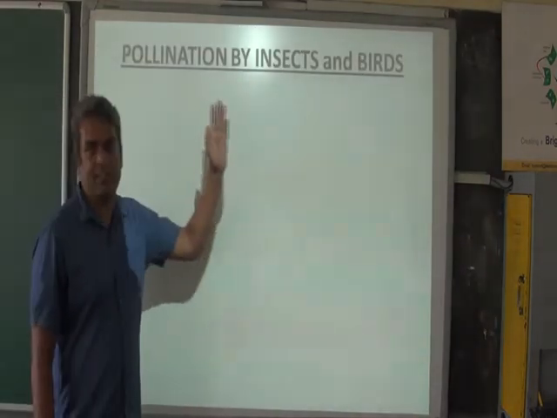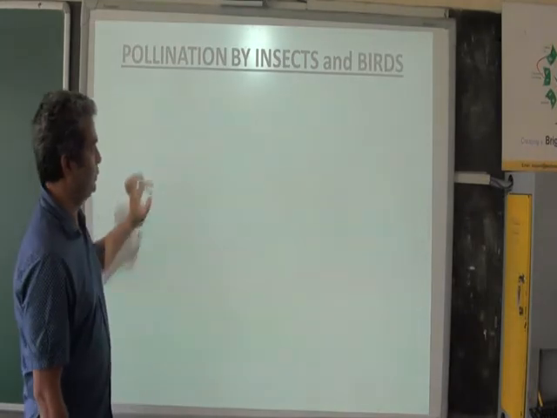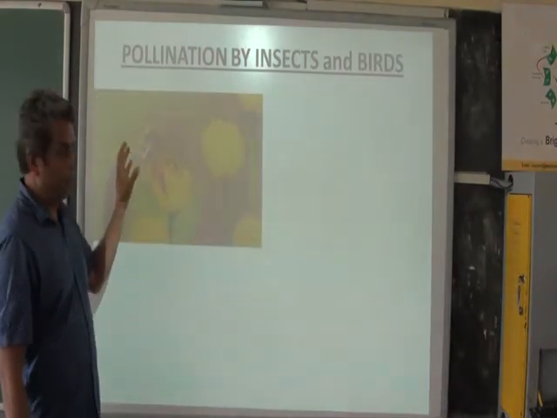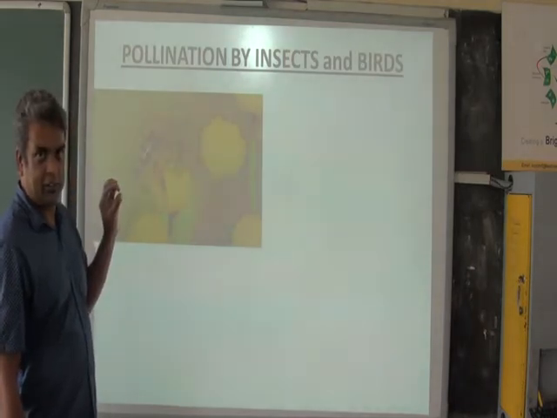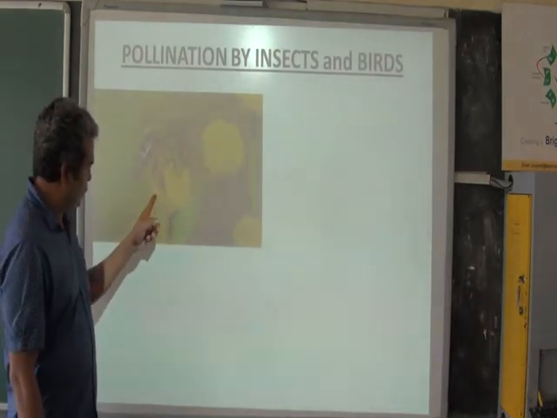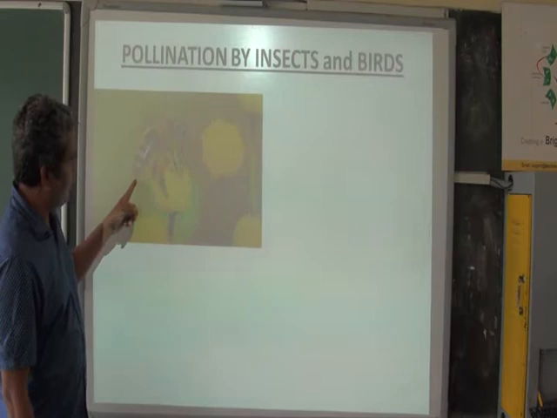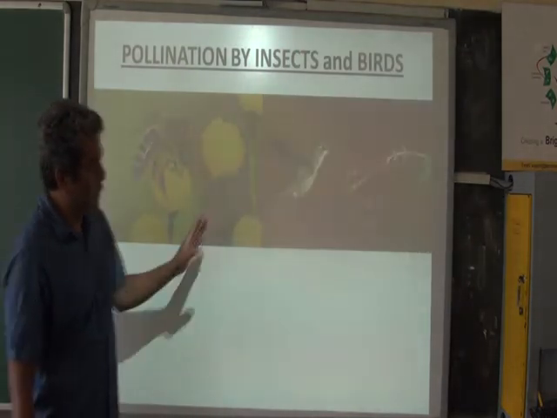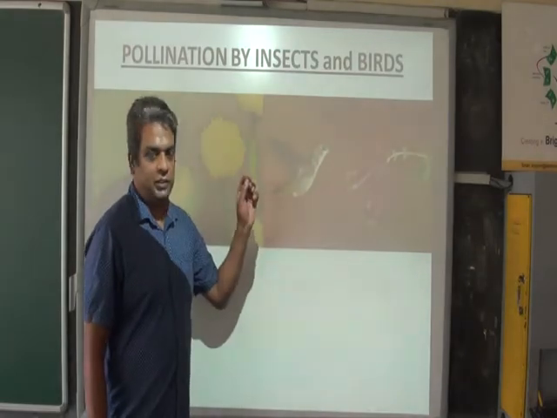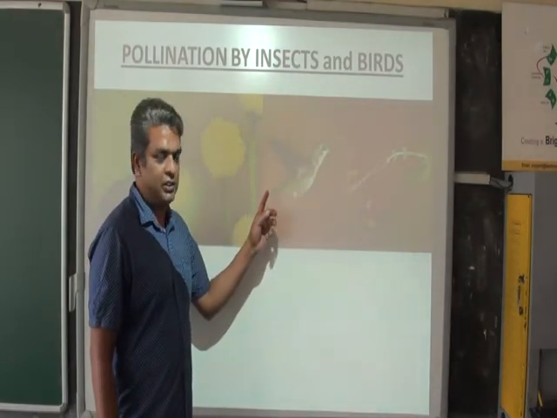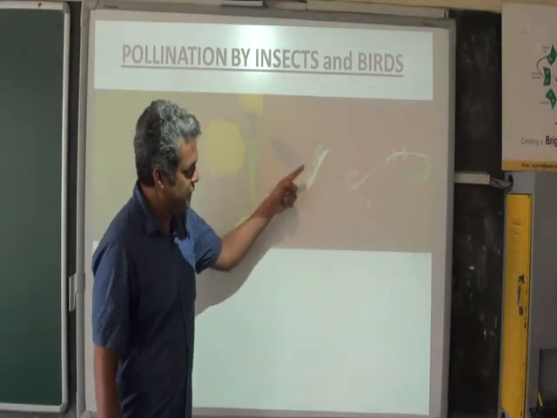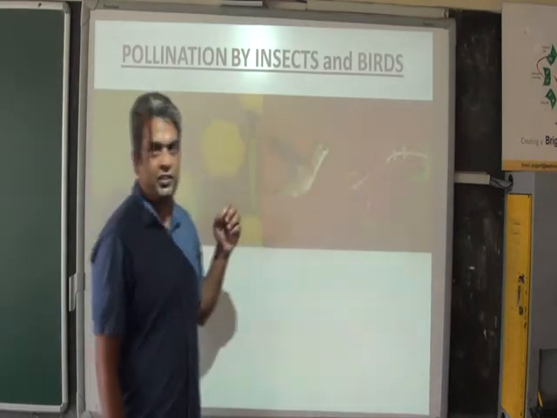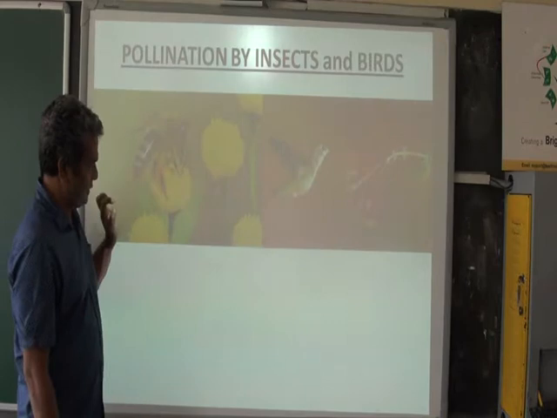Pollination by insects and birds. Okay. So here you can see a bee. When the bee comes to suck the nectar on a flower, you will find that the pollen grains get stuck to the body. Okay. When a bird is coming to suck the nectar, this is a hummingbird, you will see, and it has a long beak which goes inside, and that is the time the pollen grains get stuck to the beak.